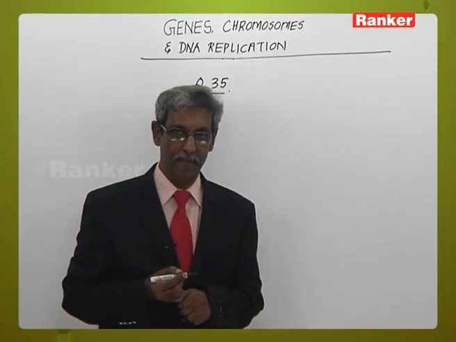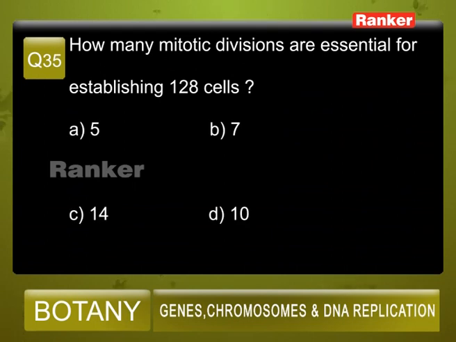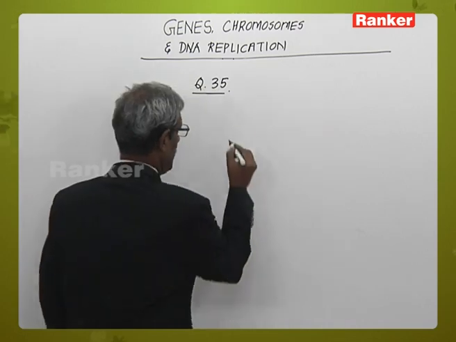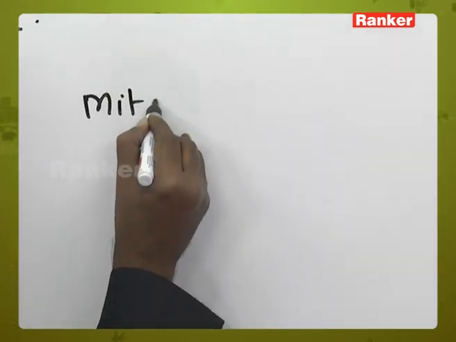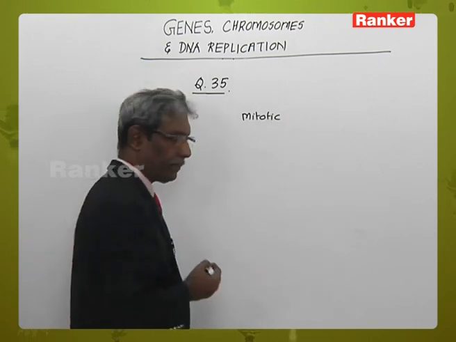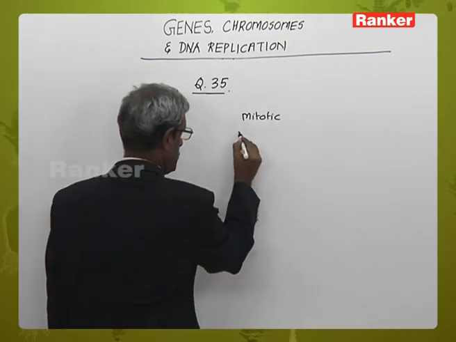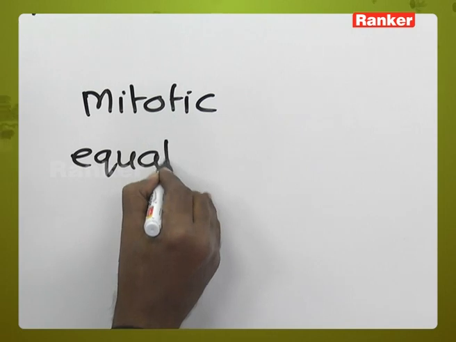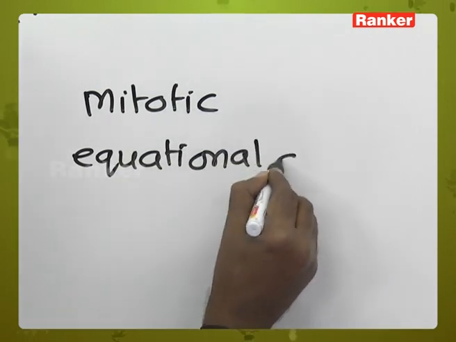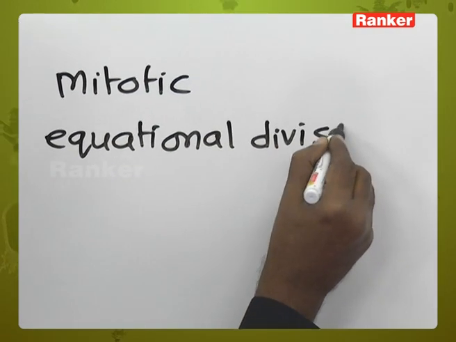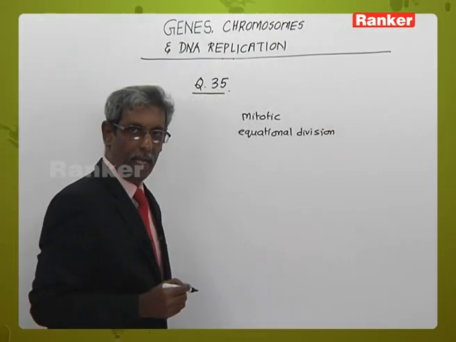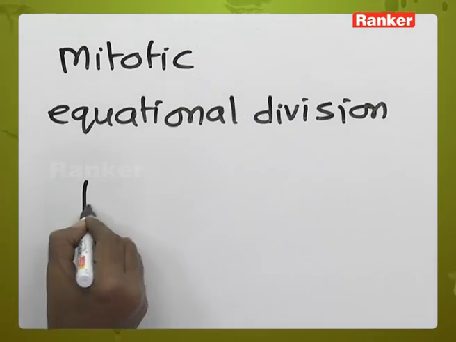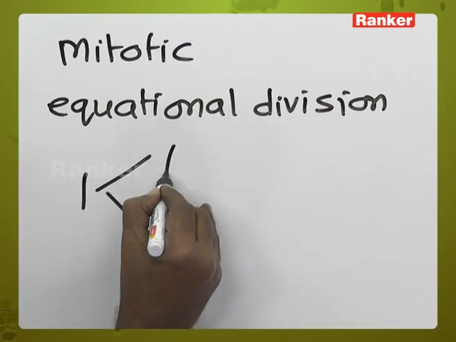Question number 35. How many mitotic divisions are essential for establishing 128 cells? A 5, B 7, C 14, D 10. Imagine we have mitotic division. A mitotic division is also termed as equational division. In an equational division, one cell divides to form two cells.